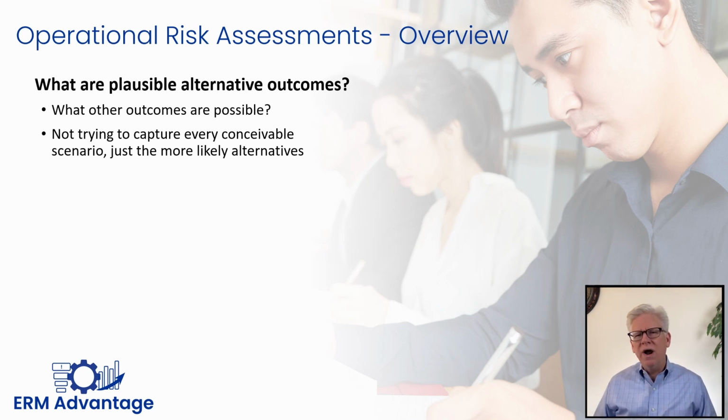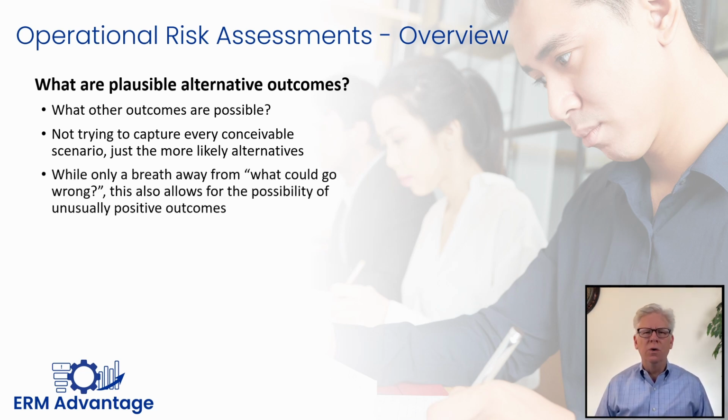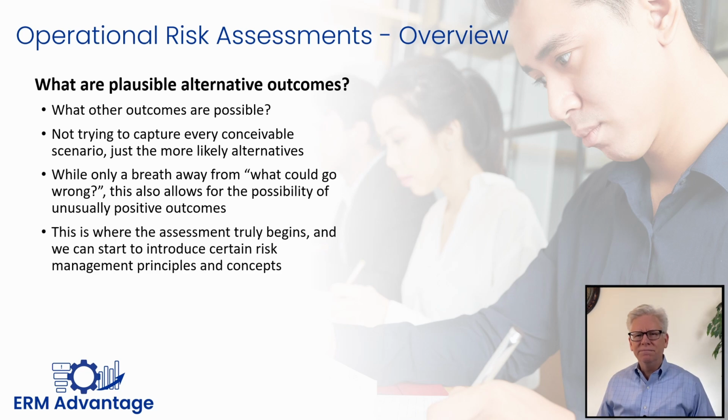While only a breath away from the dreaded what could go wrong, this also allows for the possibility that things could go better than anticipated, and if so, how? For positive outcomes, the only real question is, how could the business exploit that outcome further or modify the process in some way to take advantage of improved outcome? This is largely on the business to consider. But in the other direction, which outcomes are considered unacceptable and should be mitigated?